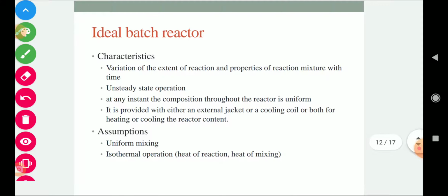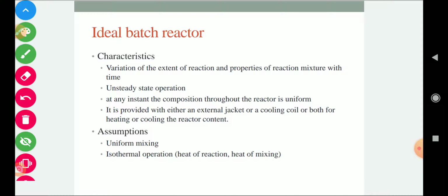Now we will derive the equation for an ideal batch reactor. First of all, what should be the characteristics of an ideal batch reactor? In an ideal batch reactor, the variation of extent of reaction and property of the reaction mixture with respect to time.